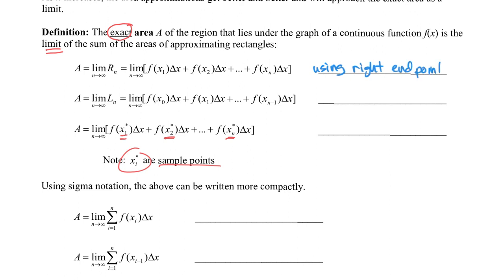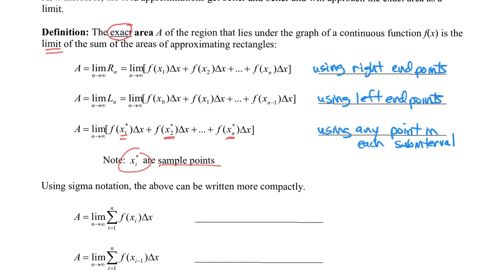Using right endpoints, using left endpoints. And then this just means using any point in the subinterval, or in each subinterval. Sometimes they'll refer to this here as right sums. So if you hear right sums, they're referring to using the right endpoints. So left endpoints, of course, that'd be referred to sometimes as using left sums.